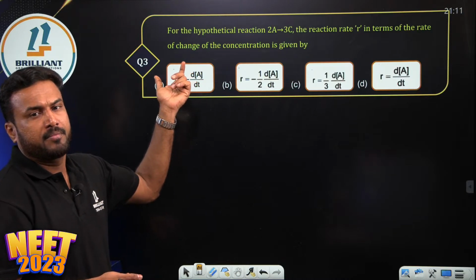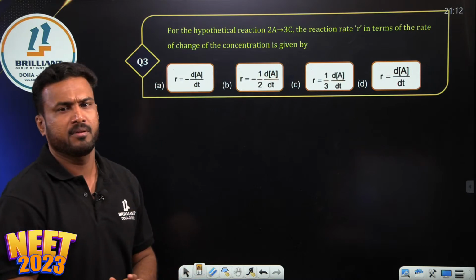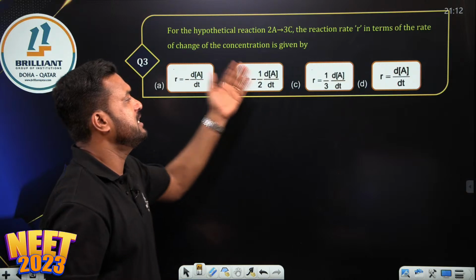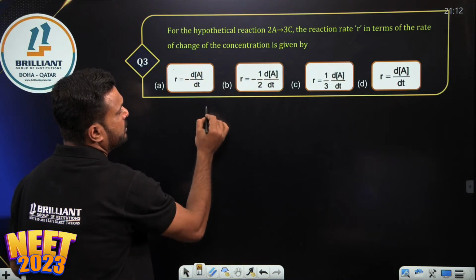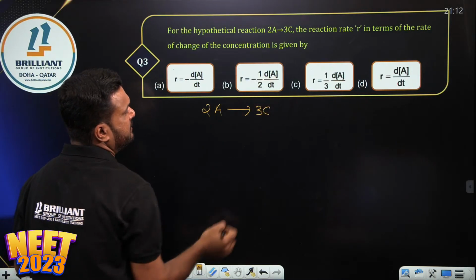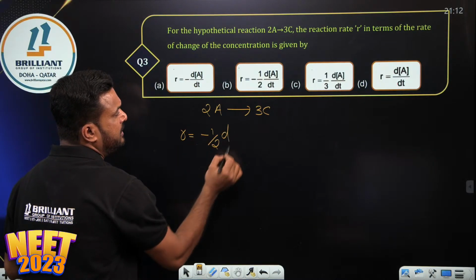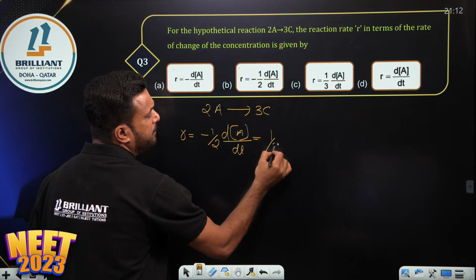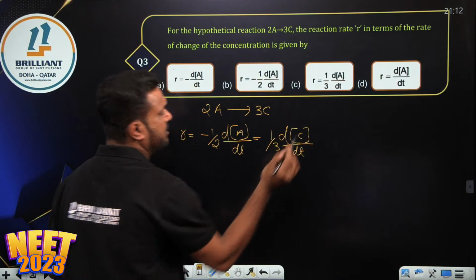The third one: for a hypothetical reaction 2A gives 3C. You know this is based on the rate expression. You know how to write the rate expression for a reaction, but which one is the correct one? That is the question they are asking. So the equation is 2A gives 3C. For this reaction, you know that rate R is equal to minus 1 by 2 d of concentration of A divided by dt, equal to 1 by 3, because this is the product side, d of concentration of C divided by dt will come.